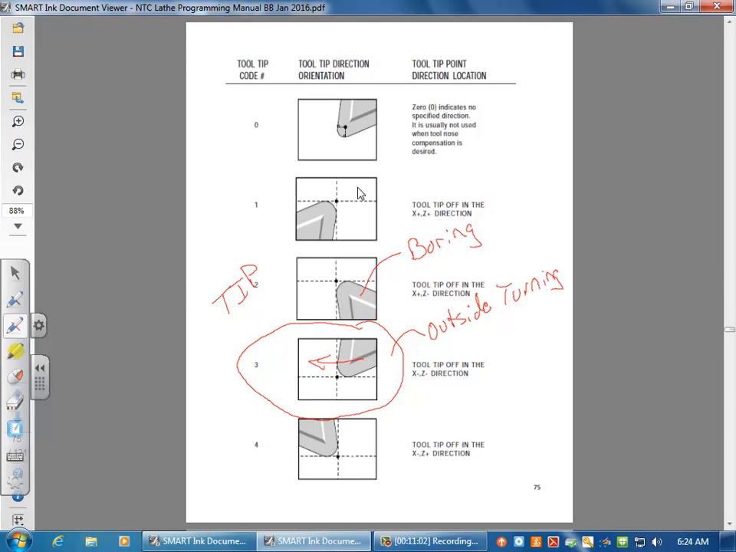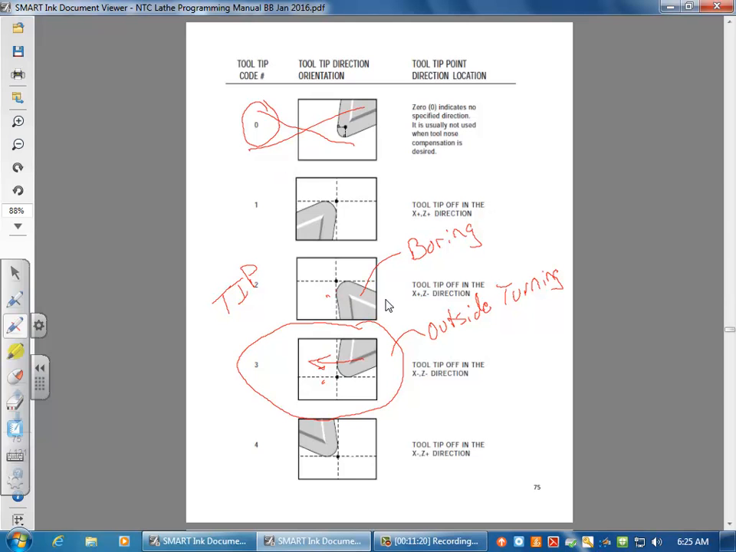So in the offset page, you have to tell it which tip direction. Now, if you use the default or the 0, it actually undercuts your part by twice your tool nose radius. So you want to make sure you change that off of 0. Now, you only have to do this with tools that use cutter comp.